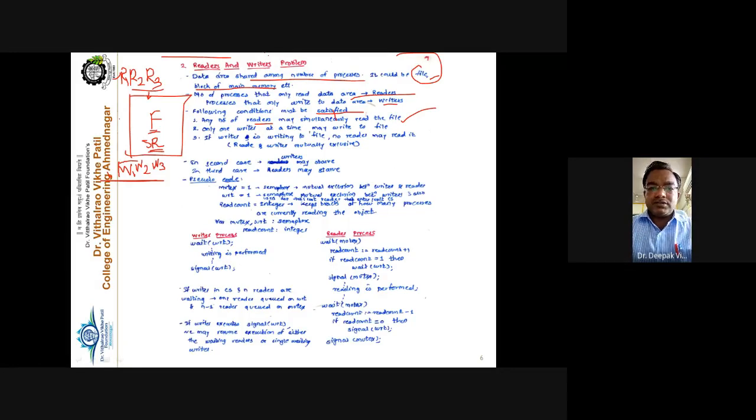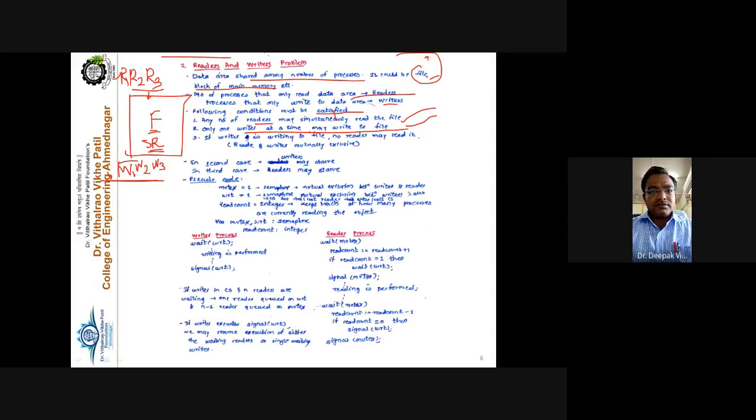The meaning is that there is no question about editing, because these reader processes are not going to edit, not going to write, not going to modify or change the content of the file. They just go on reading. So you can allow multiple reader processes to read the same file. That is the first condition. The second condition is for writers. Only one writer at a time may write into the file.